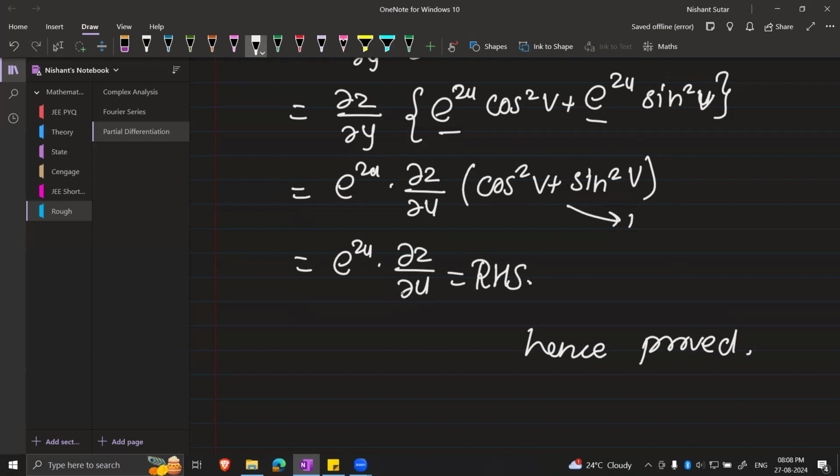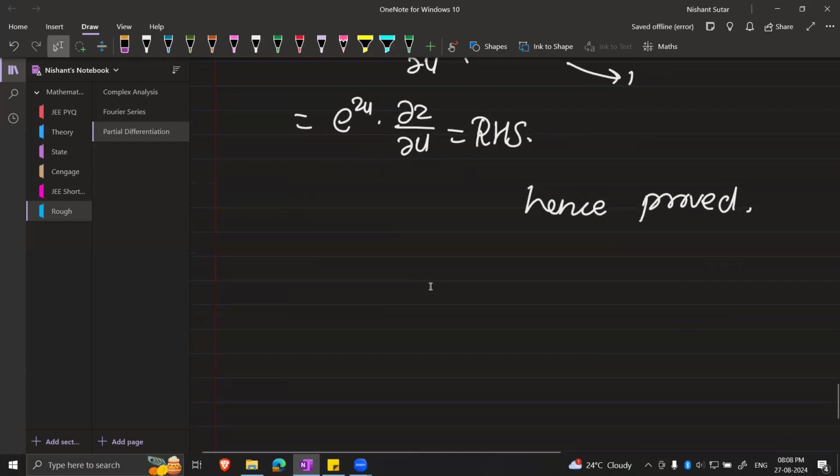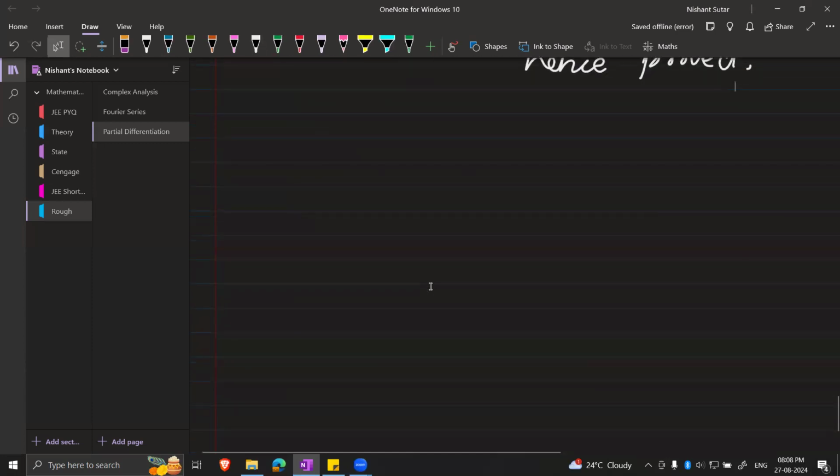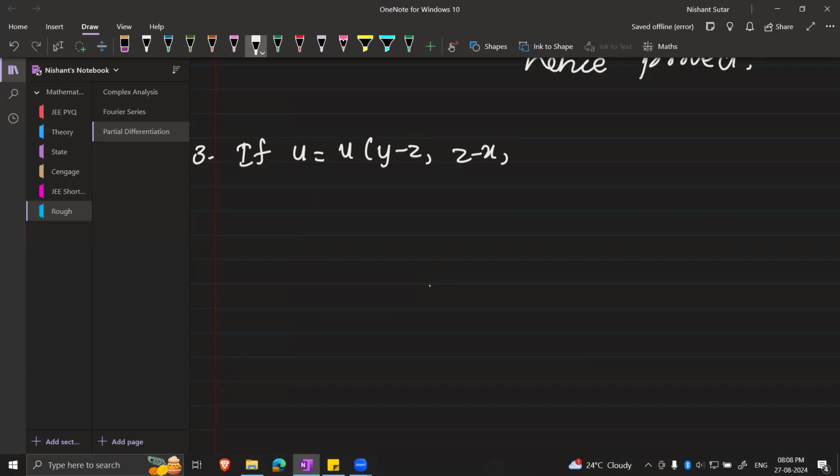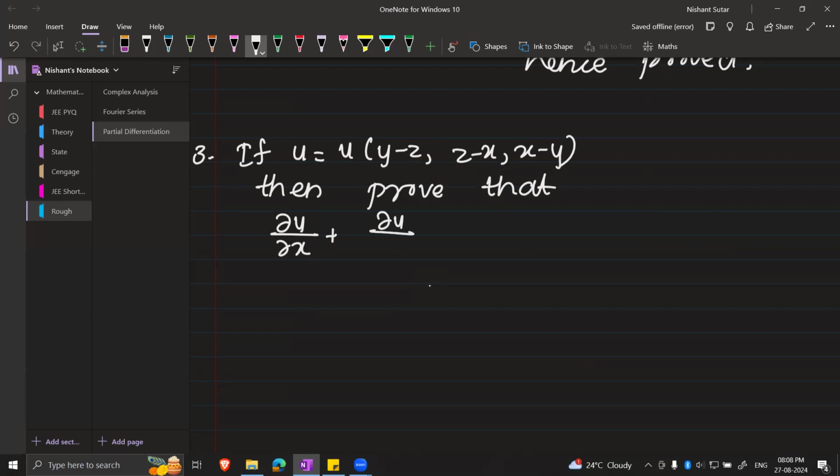Now let's move on to some other problem. So problem number 3. If my u is a function of y minus z, z minus x and x minus y. So it's a function of 3 variables. Then prove that del u by del x plus del u by del y plus del u by del z equal to 0.